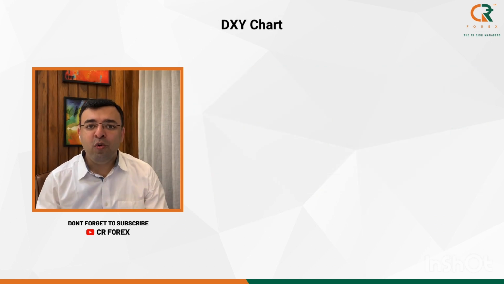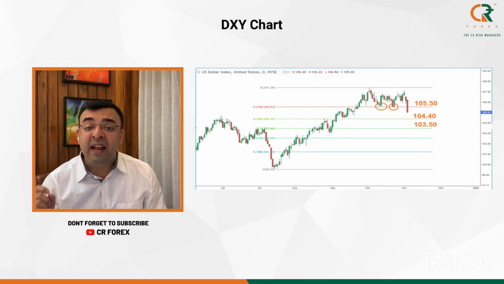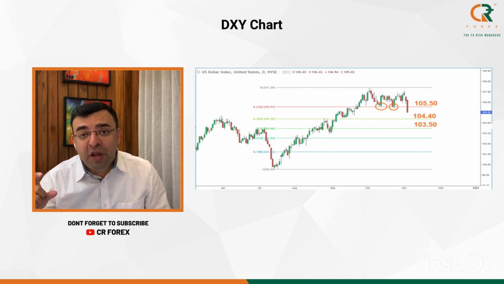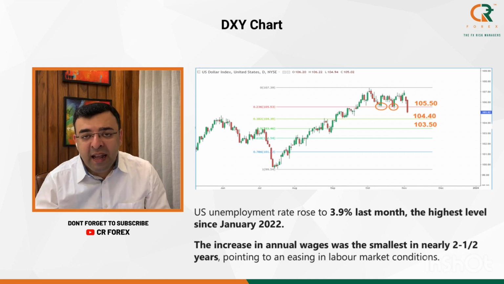Now let me show you the second chart, which is the dollar index chart. As discussed earlier, the 10-year yield will give us an early indication in the chart that the dollar rally has stopped. Second, on Friday, US job data has given us a double confirmation that the dollar index has topped out at 107 and gradually it is going to move lower.